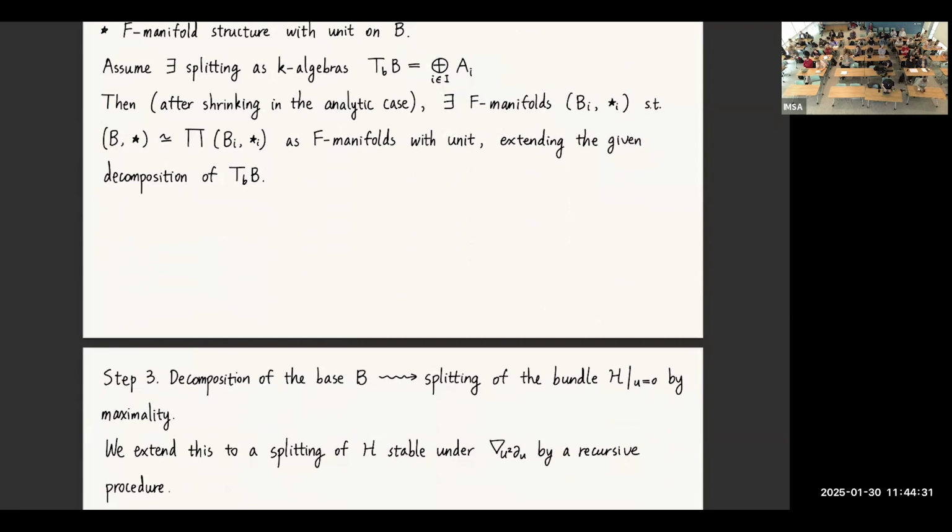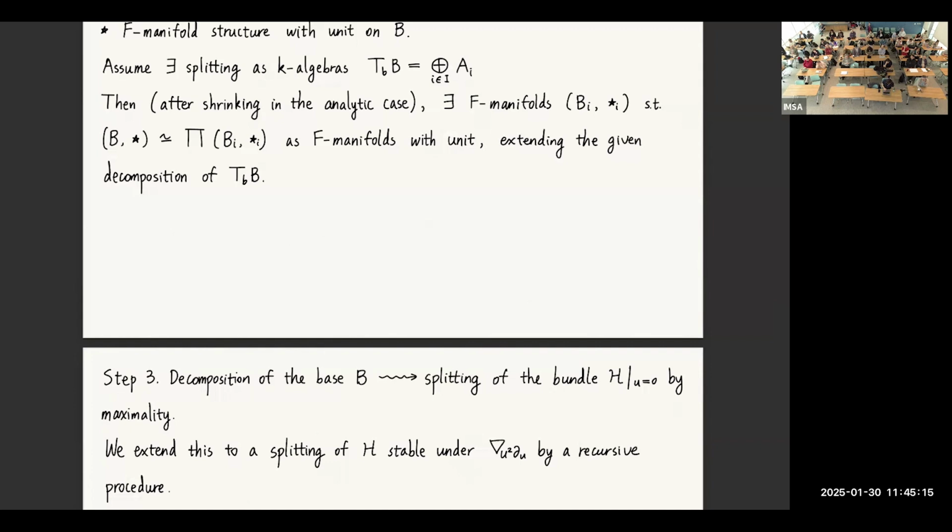And since the F bundle here is assumed to be maximal, the tangent space of the base and the fiber are identified. So that gives a splitting of the bundle, but that only gives a splitting of the bundle at u equals 0, because that's what follows from the definition of being maximal, and we have to extend this splitting to the whole bundle.